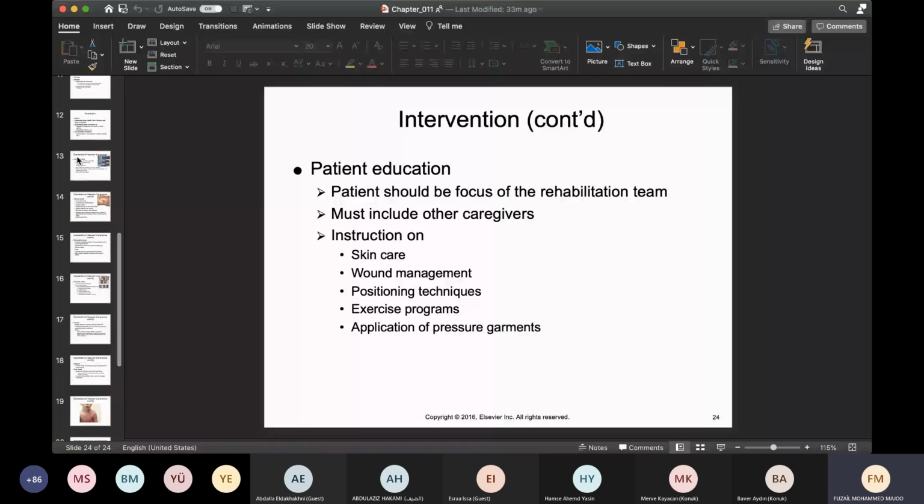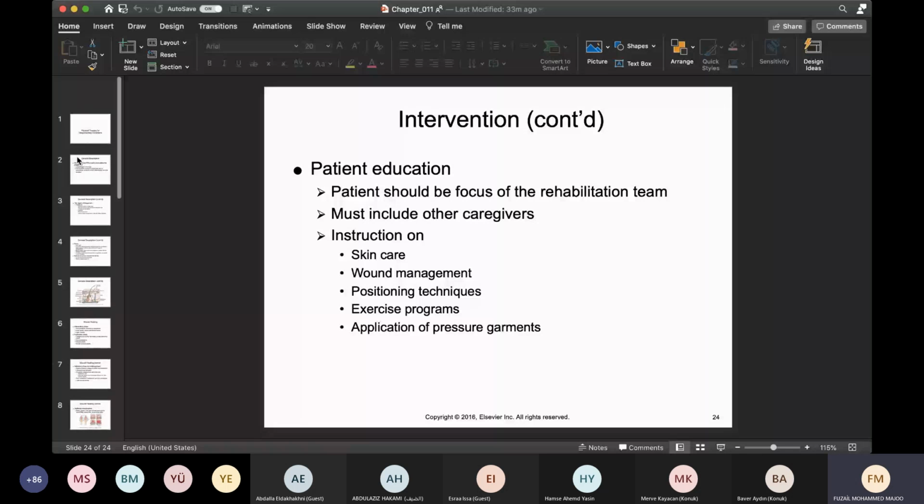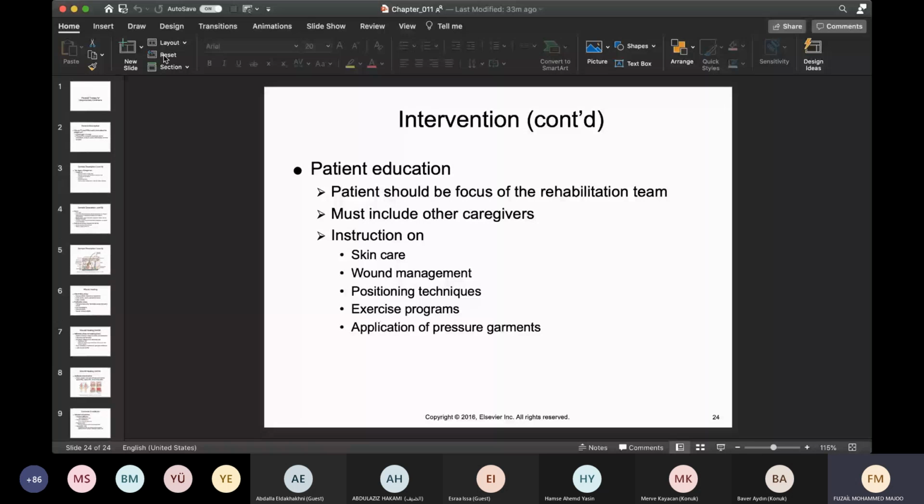Right. So this is it for the unit on the integument. So let me close this, and we'll start the next unit.